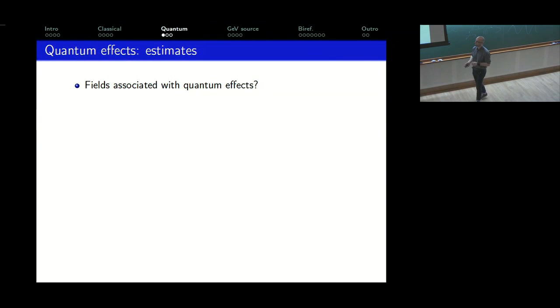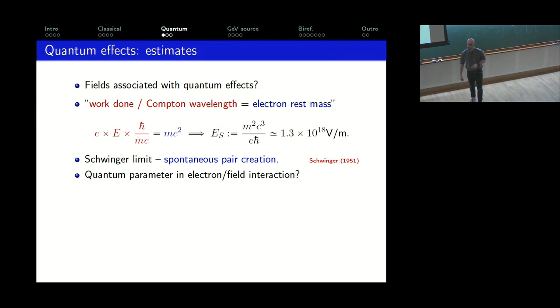Here's another way of deriving it. You ask what happens when the field is so strong that the work done by that field over a Compton wavelength, the fundamental quantum scale, is equal to the electron rest mass. So that's the work done by the laser there over a Compton wavelength, that's that guy, is equal to the electron rest mass.